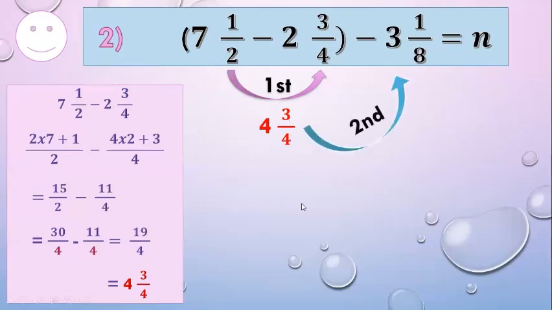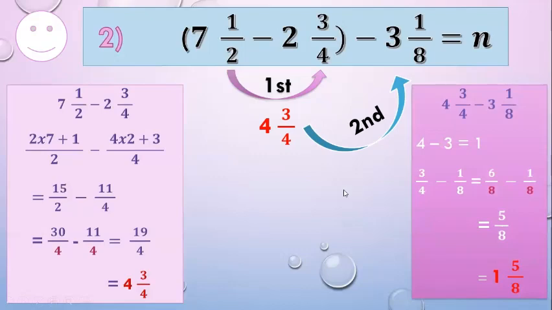Now we are going to work with the second. Remember, the difference of this is 4 and 3/4. So 4 and 3/4 minus 3 and 1/8. Okay, it's here. 4 and 3/4 minus 3 and 1/8. Work on the whole number first. 4 minus 3, that is 1. Work on the fraction. 3/4 minus 1/8.